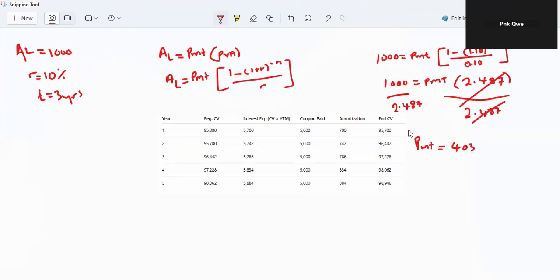So now we go to the amortization schedule. So this amount has to be paid within 3 years. So year one, what was the beginning amount? It was 1,000. Okay. So this is column 1. Column 2 is the interest. So the interest we just multiply our cash flow times the interest rate. Our interest rate is 10%. So what is 10% of 1,000? That is 100. Okay.